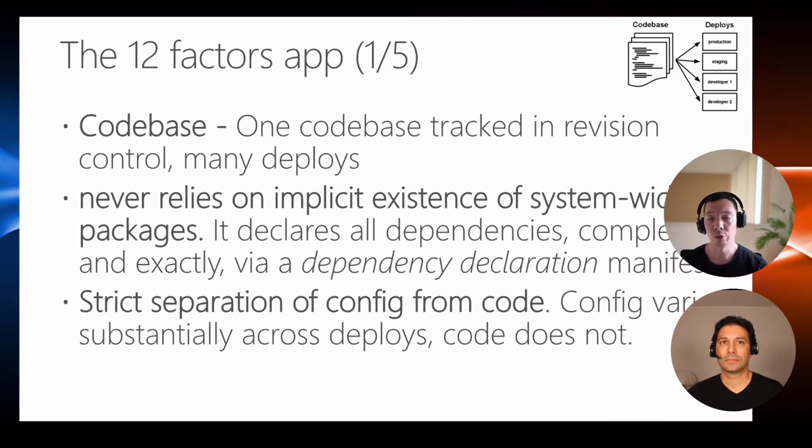Point number two, never rely on the implicit existence of system-wide packages. For instance, it could be unzip, configuration, or a binary that is assumed to be deployed on the production environment. We should never make assumptions about what's installed in an environment. We have to explicitly declare any single piece of software that has to be installed in a specific environment. So maybe, Stan, you can give me an example of an implicit and an explicit configuration.